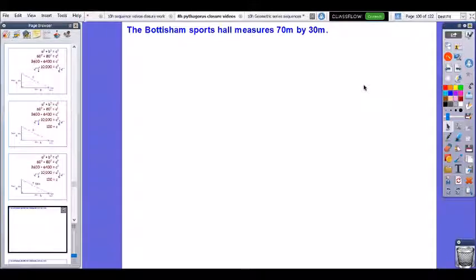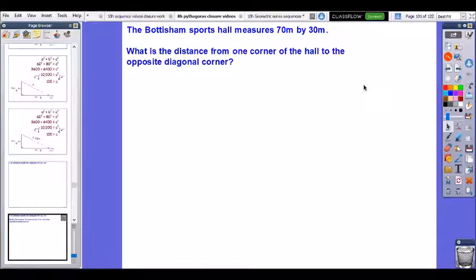What I'd like you to do, just like in the last problem, please could you pause the video and have a think, what question do you think I'm about to ask you? Okay, the question I'm going to ask you is, what is the distance from one corner of the hall to the opposite diagonal corner?